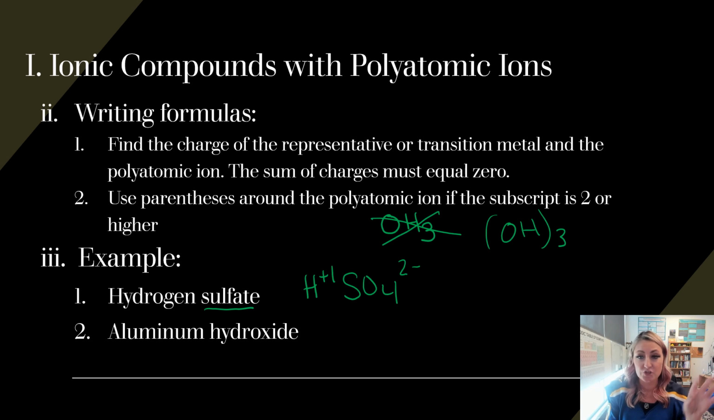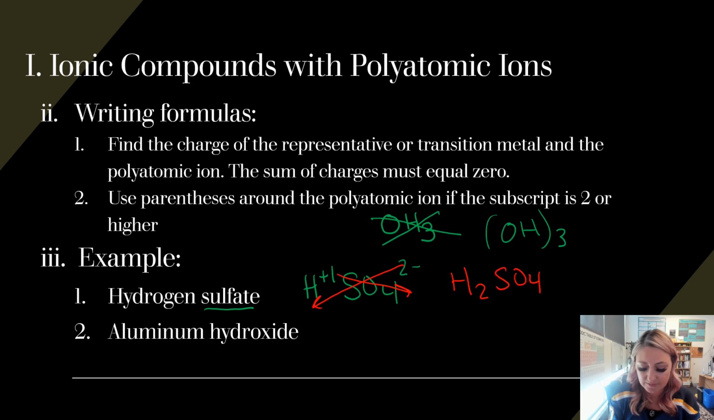We have a +1 charge. We have a -2 charge. We're going to take those charges, we're going to drop them, we're going to swap them. Okay. I don't need to write the 1, and because it's only 1, I will not use parentheses. I have 2 hydrogens for every 1 sulfate. That's what this is saying.